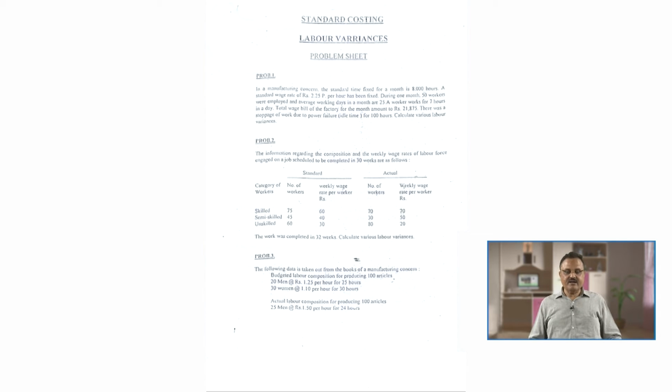You are given the categories of workers: skilled, semi-skilled and unskilled. You are given the number of workers put on the job, that is the standard that was expected to be put on the job: 75, 45 and 60. And we are given the standard rate also, the weekly wage rate. It is not per hour, it is not per day, it is a weekly wage rate, that is how much wage we have to pay per week per worker. This is 60, 40 and 30.